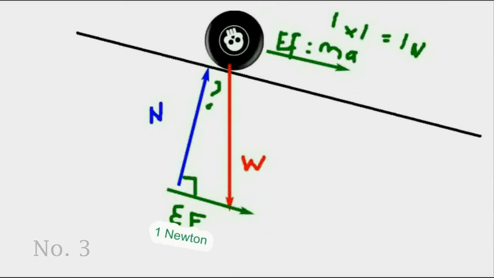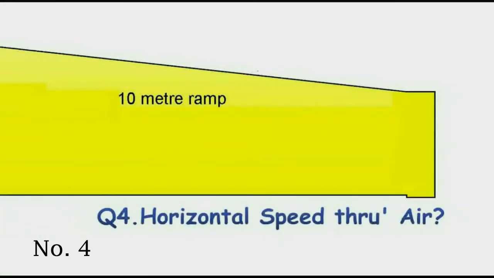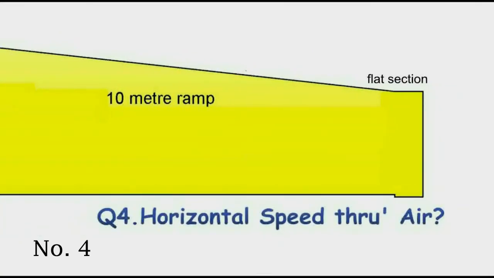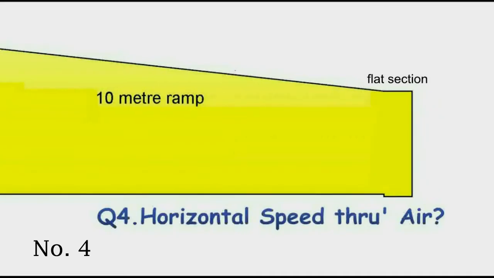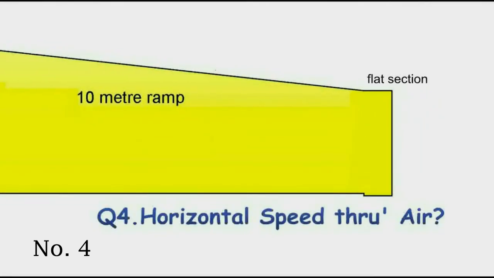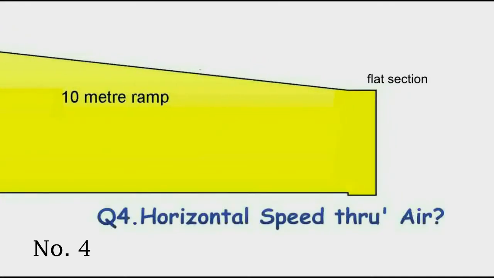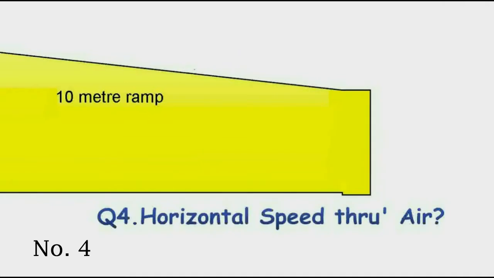Question 4 is find the horizontal speed of the ball through the air. Now, when the ball did get to the end of that ramp, it hit a little flat section there, as you can see. Now that projected the ball out horizontally, so the speed of the ball through the air should be the same as the speed of the ball at the end of the ramp.